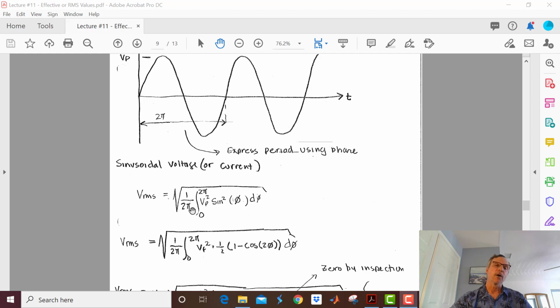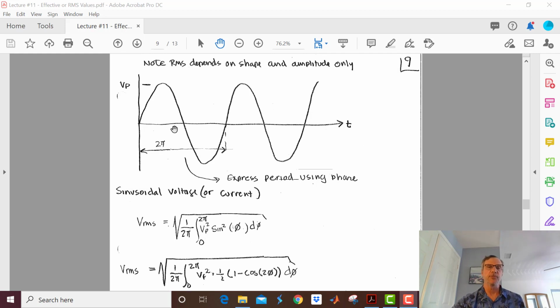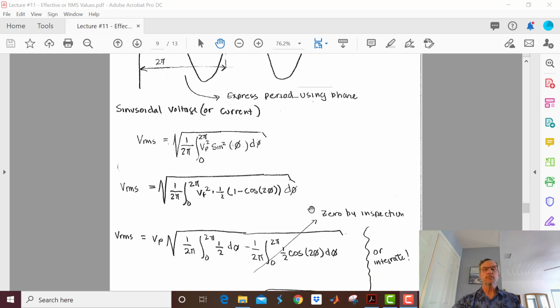But our formula for RMS, root of the mean squared: 1 over the period, which is 2 pi. The voltage waveform here is going to be Vp sine phi, because you can see Vp is the peak voltage. I'm going to square it, and here's my formula. Now let's work with it.